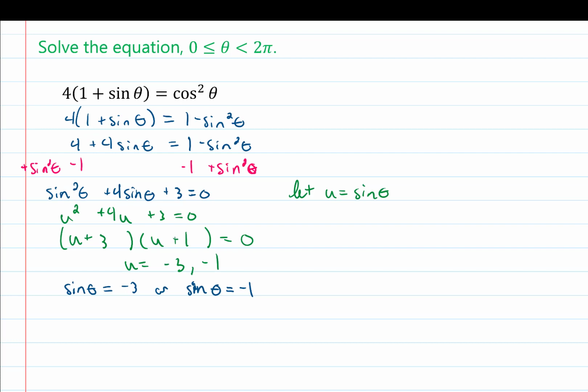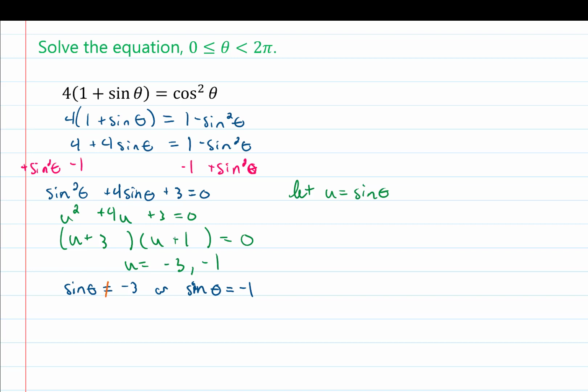Well, this can't happen. Sine of angle theta will never be -3. The output for sine of an angle is always greater than or equal to -1 and less than or equal to +1. So as a result, this does not give us a solution to the original equation. We move on to the next equation, which is sine of angle theta is equal to -1.